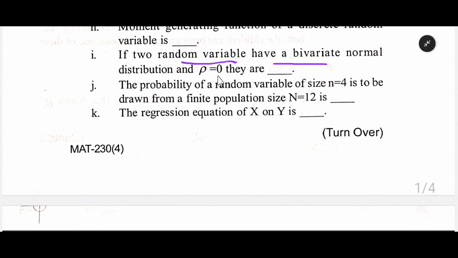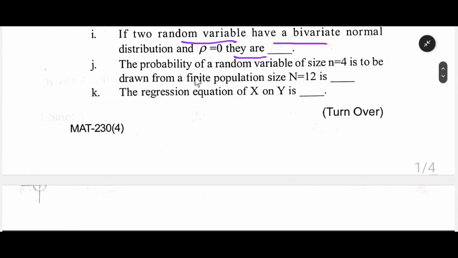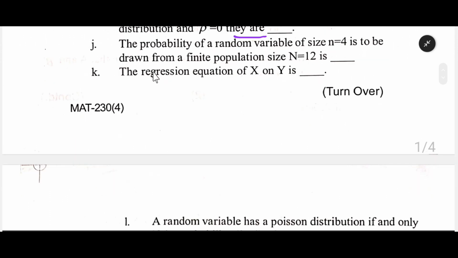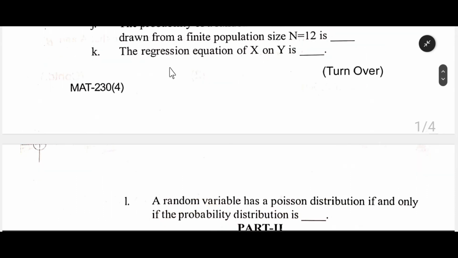and rho equal to 0, then r equals dash. The probability that a random sample of size n equal to 4 is to be drawn from a finite population of size N equal to 12 is dash.